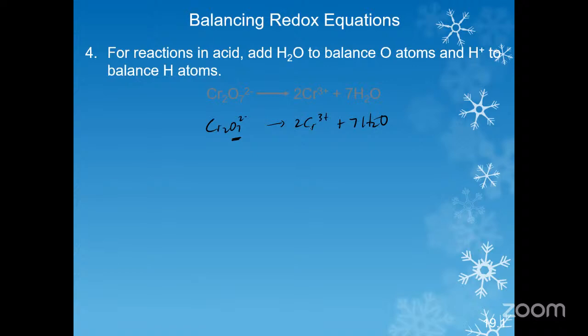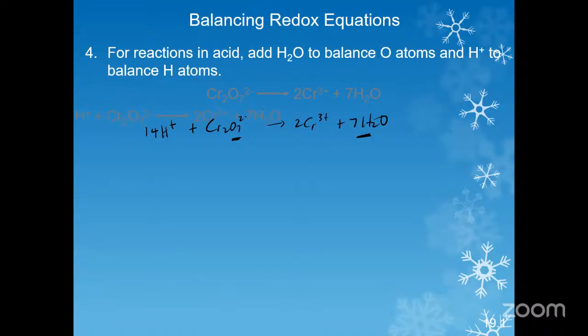And in this case here, because of this 7 here, that's 14 hydrogens represented on the right. So to balance the hydrogens on the left, we put 14 hydrogen ions on the left side, all right? So now the hydrogens are balanced, right? So you balance the oxygens by adding water, you balance the hydrogens by adding H+ ions, all right? And that's basically it for this 4th step here.